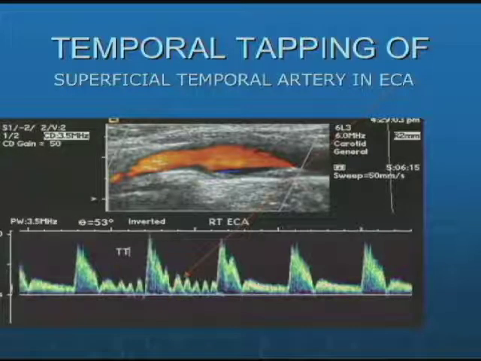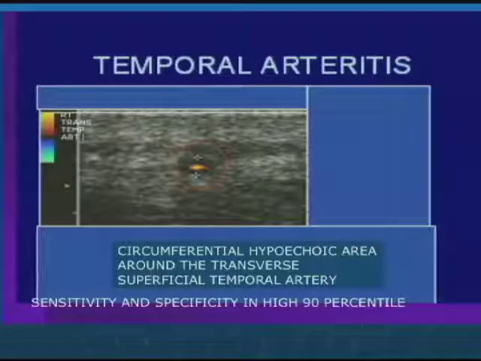Finally, we have an example here of temporal tapping of the superficial temporal artery in the external carotid artery. And as you are well aware, temporal arteritis affects the superficial temporal artery, and ultrasound is a good way to show that circumferential hypoechoic area around the transverse superficial temporal artery with a high specificity and sensitivity for the diagnosis of temporal arteritis, which can be treated with steroid therapy.